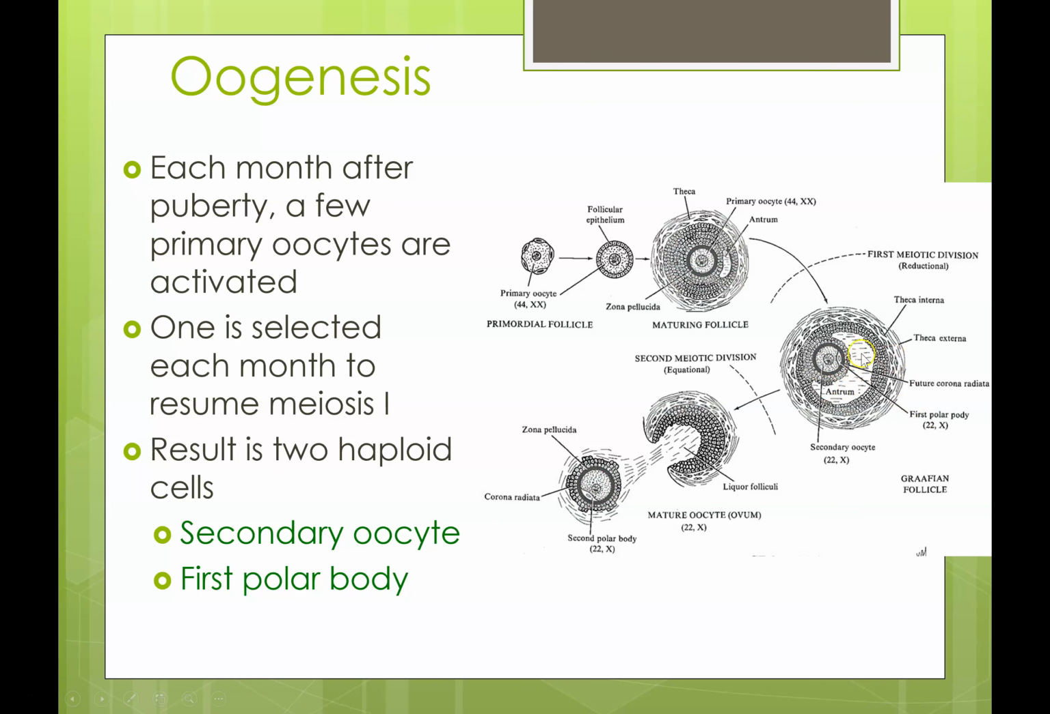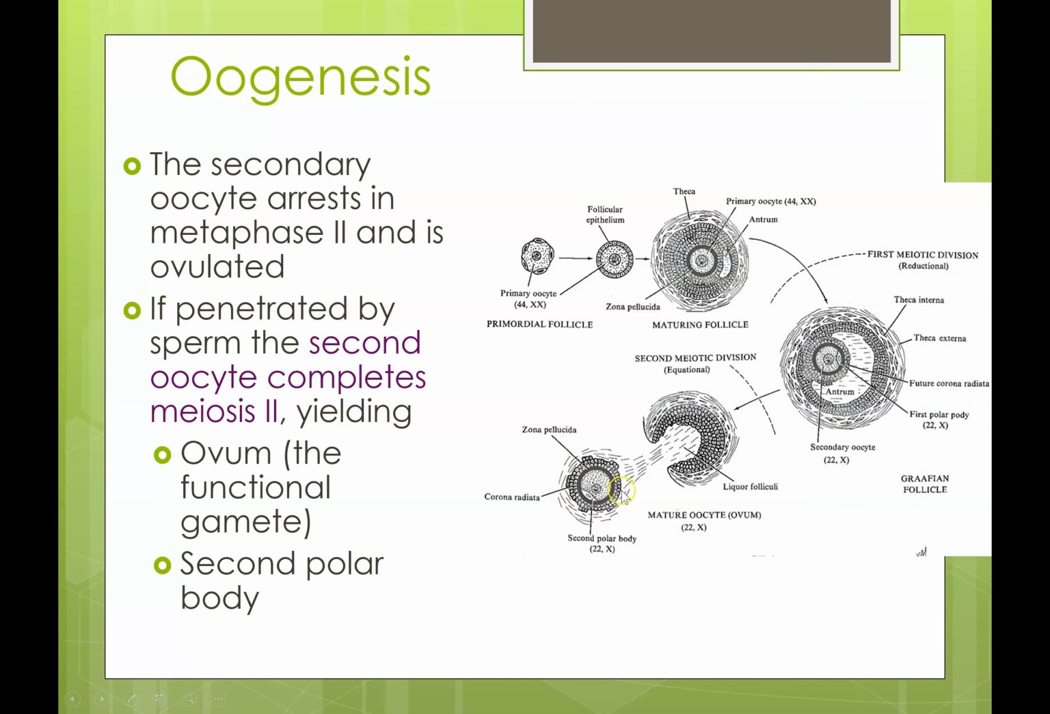So that fluid pushes to one side. The egg then will be pushed out, and this is ovulation. We will then see our secondary oocyte and a second polar body created. At this point, this oocyte is going to stop in metaphase 2. So it's continuing on, in hopes of meeting a sperm cell so that it can complete meiosis 2.